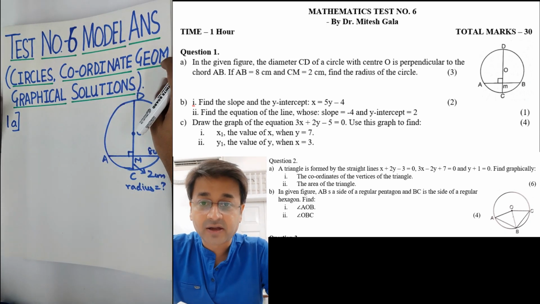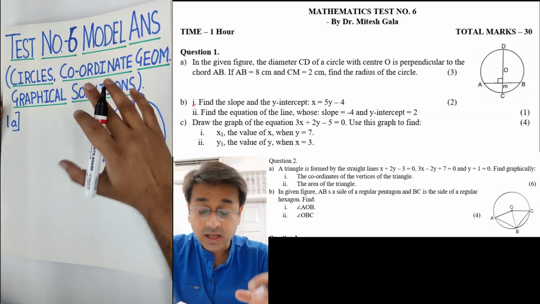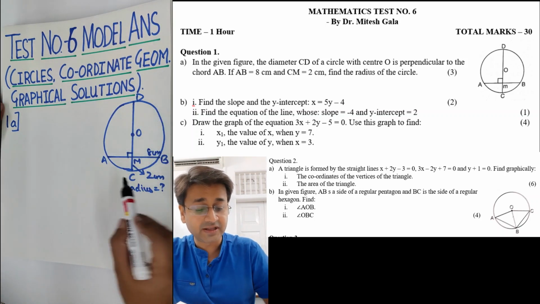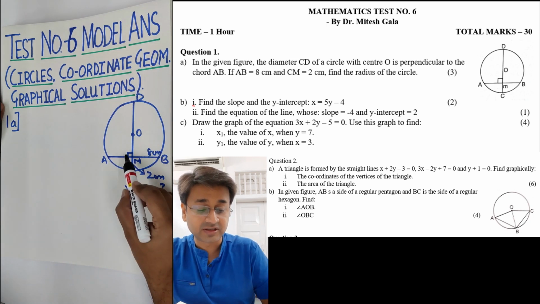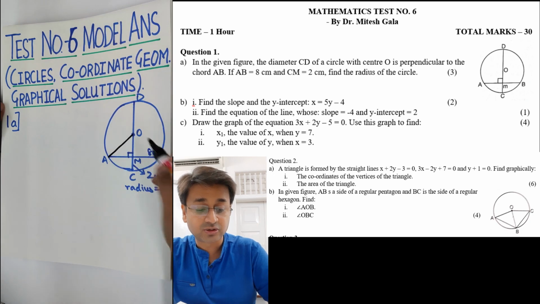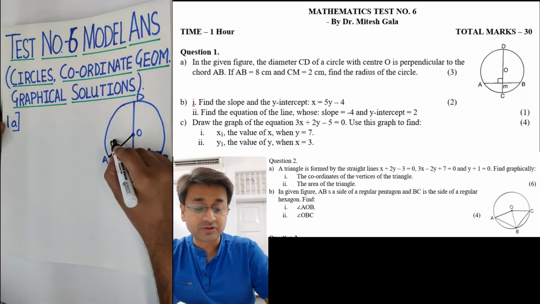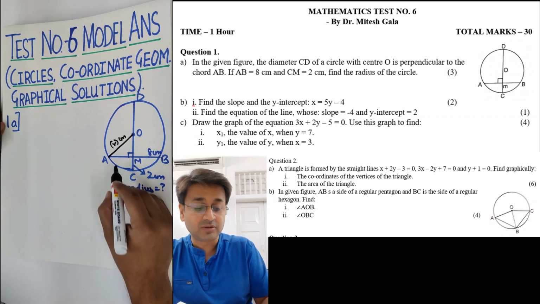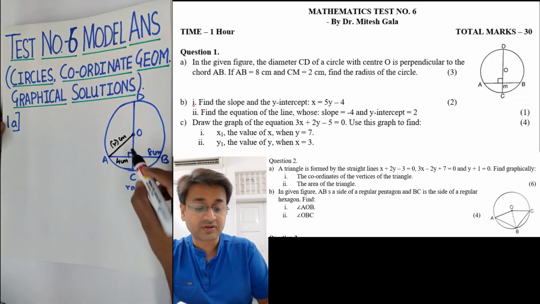Alright, now that you're back, I hope that you've written the paper well, and let's see how the model answer will be. So question 1a, they say that AB is 8 centimeters and this is perpendicular. CM is 2, your target is to find the radius of the circle. So what you're going to do is, we'll call the radius as r centimeters and we will find AM, which will be half, that is 4 centimeters.